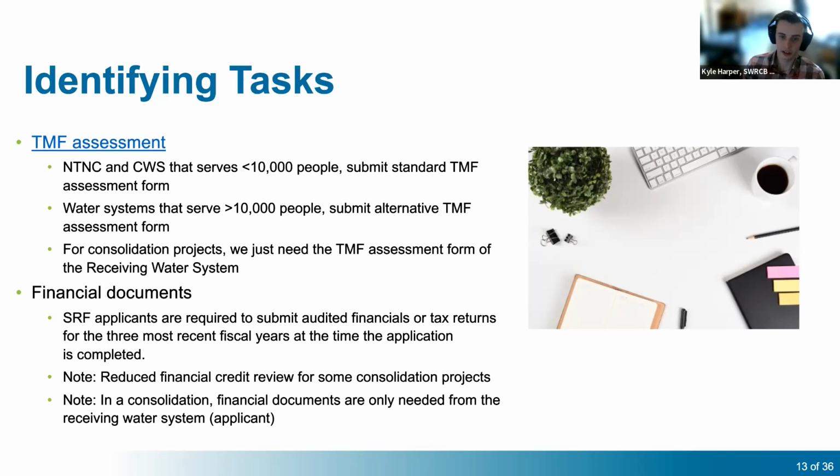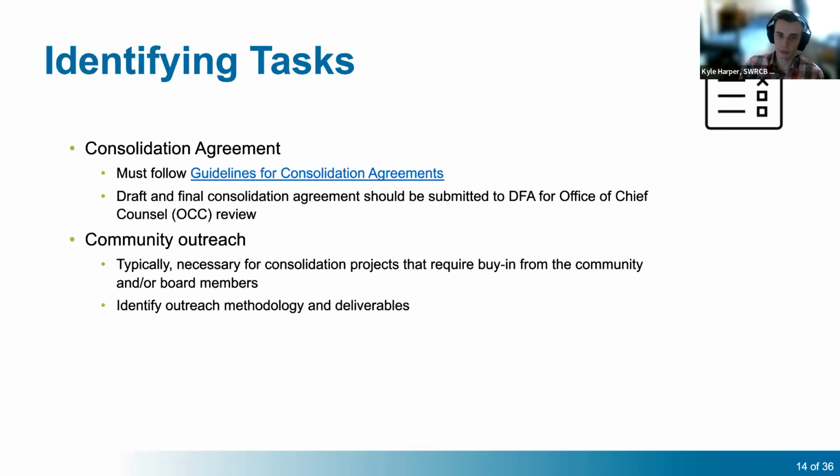And then for financial documents, SRF applicants are required to submit audited financials or tax returns for the 3 most recent fiscal years at the time of the application. Also, reduced financial credit review is required for some consolidation projects. And in a consolidation, financial documents are only needed from the receiving water system, who would also be the SRF applicant.